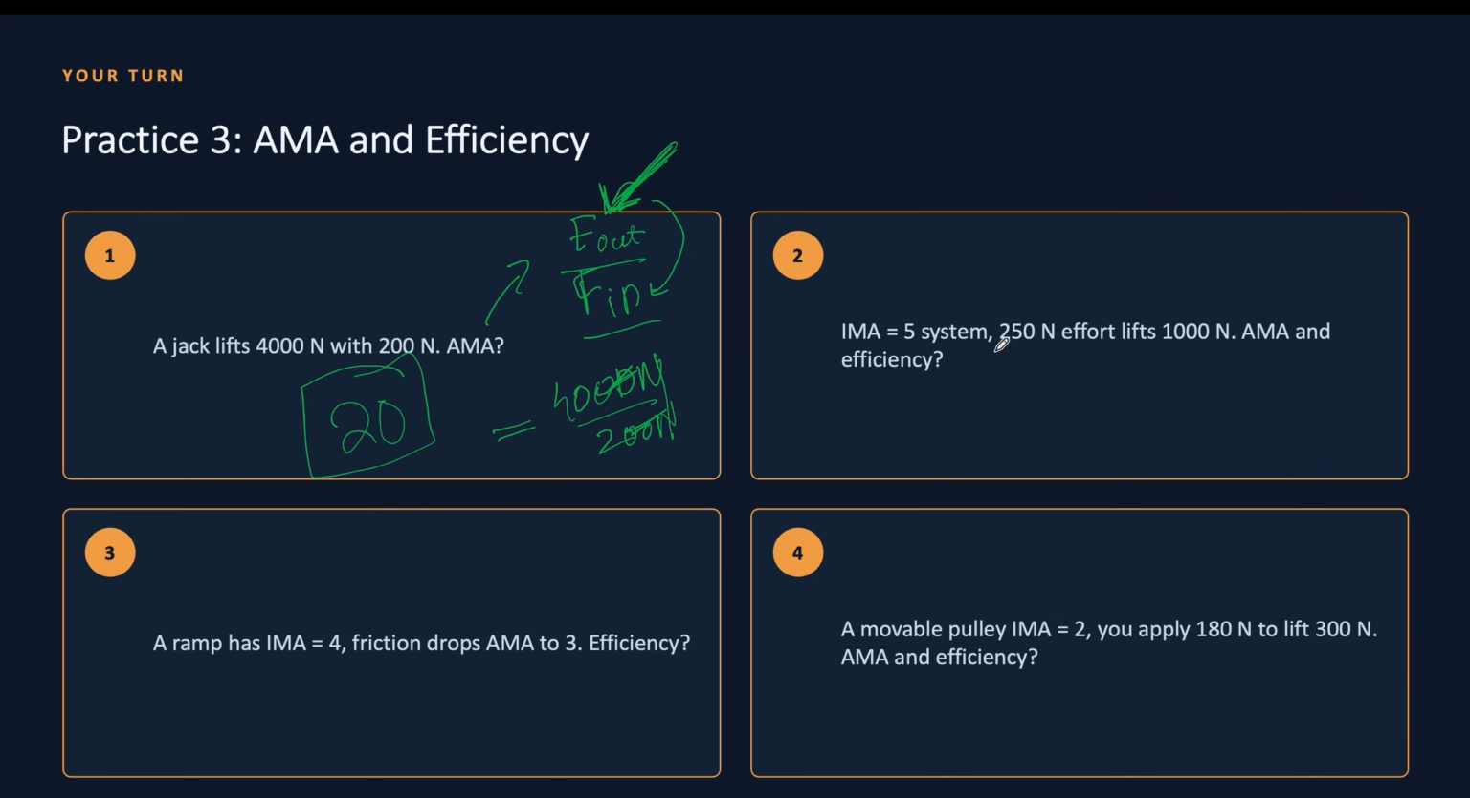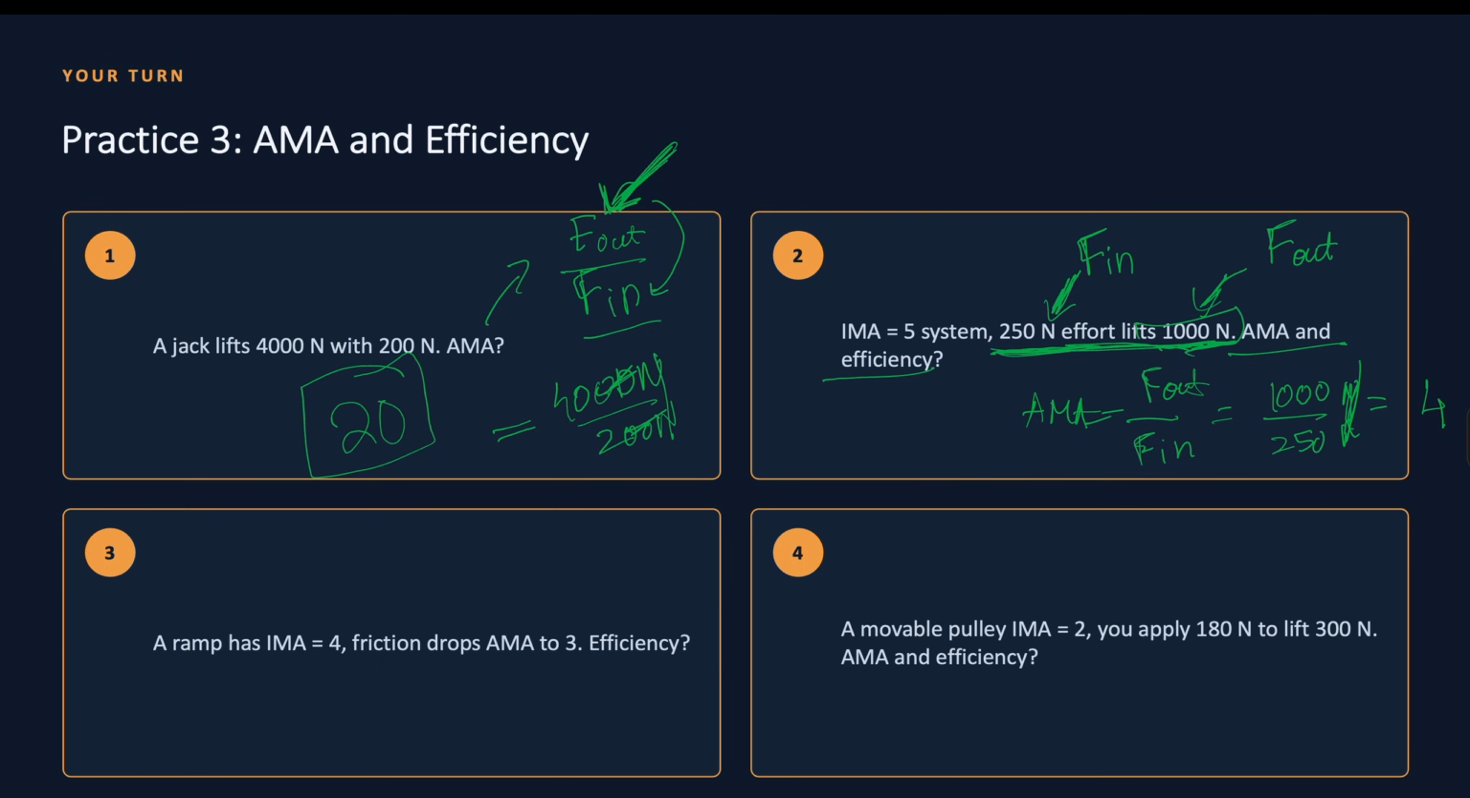Okay? And 250 newtons of effort lifts 1,000 newtons. What is our actual mechanical advantage and our efficiency? 250 newtons here is our effort, right? So that's what? Force in. How much we're putting in. Lifting 1,000 newtons, that's force out. That's how much the machine is lifting, right? It has to match up to this and then move it upward. So actual mechanical advantage is force out over force in, or 1,000 over 250 because the newtons cancel, right? Or 4.